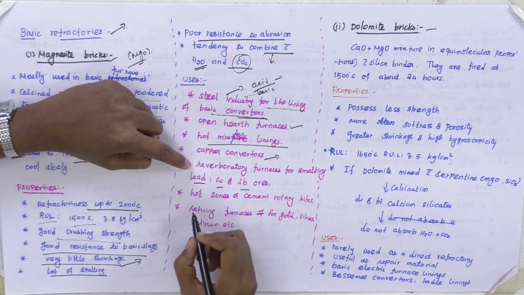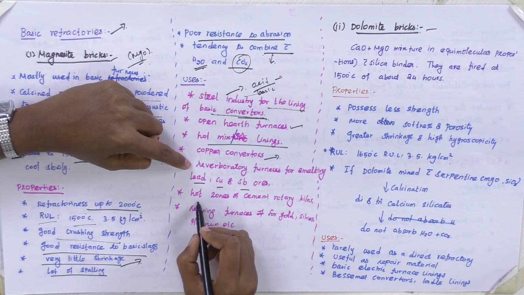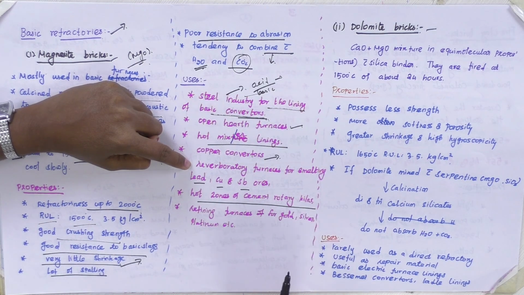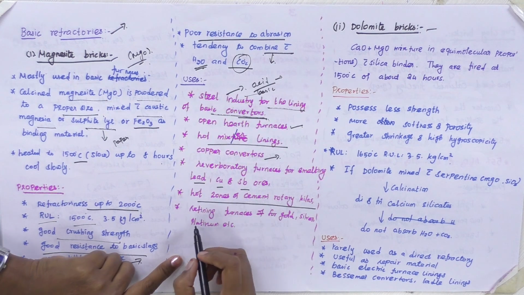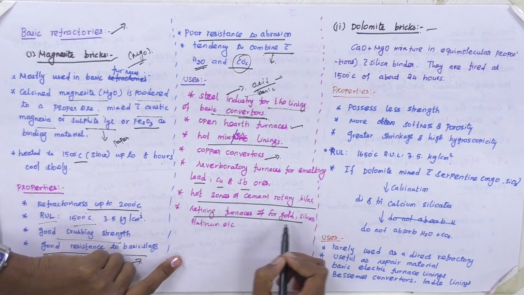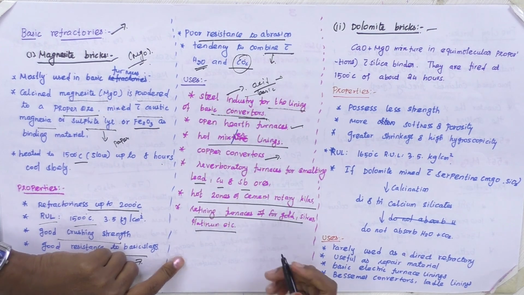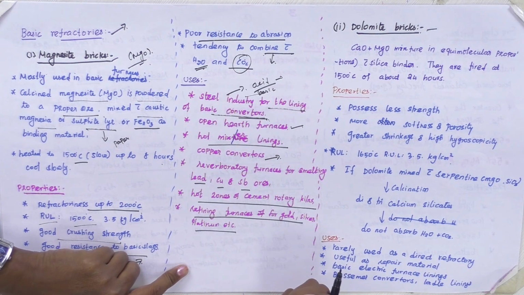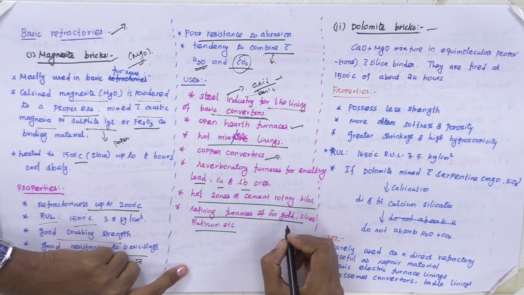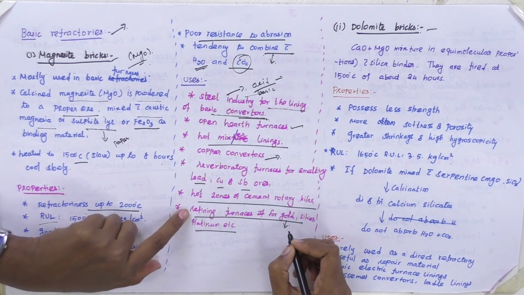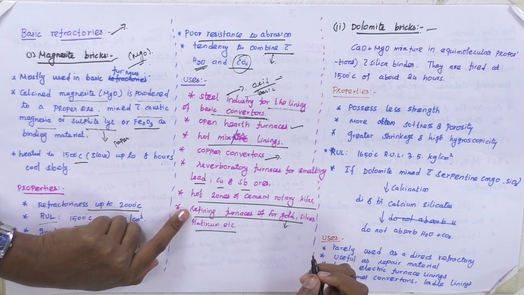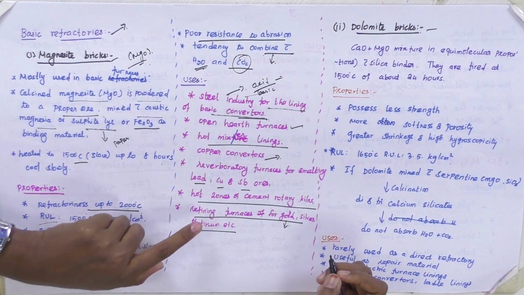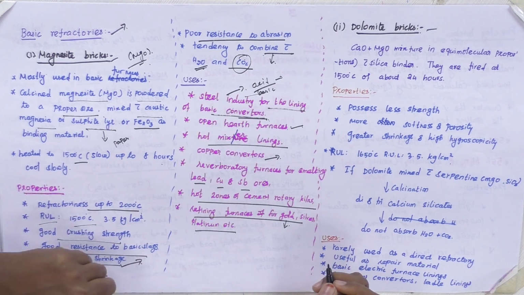We also use magnesite bricks in hot zones of cement rotary kilns, and in refining furnaces for gold, silver and platinum, etc. That means when we are using costly materials, we need to refine that material for purification. So in those furnaces we use magnesite bricks.